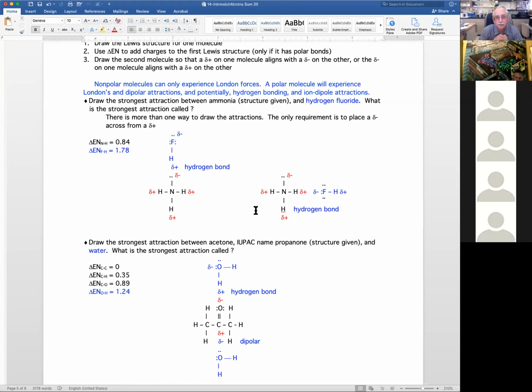So what are the attractions between ammonia and hydrogen fluoride? Yes, all of them have Londons. They're both polar, so it's dipole to dipole. Does it meet the criteria of a hydrogen bond? Yes. Is there a full charge? No. So it's not an ion to dipole. So does ammonia dissolve in hydrogen fluoride? The answer is yes, because they're attracted to each other.